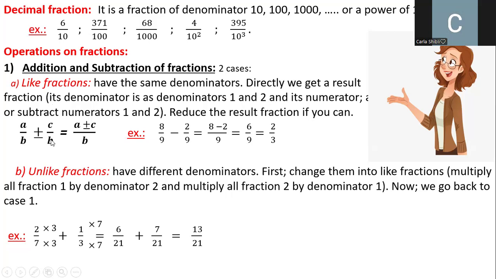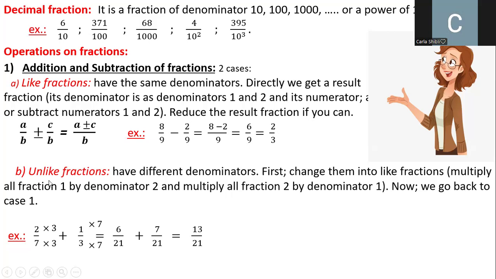These are like fractions since they have denominator b, so my denominator of the result fraction will be b, and if there is addition, I add a plus c. If there is subtraction, I subtract a minus c. For example, 8 over 9 minus 2 over 9. These are like fractions, so the result fraction has denominator 9. 8 minus 2 is 6, so 6 over 9. Always the result fraction should be irreducible. I can divide both numerator and denominator by 3, so it's 2 over 3.